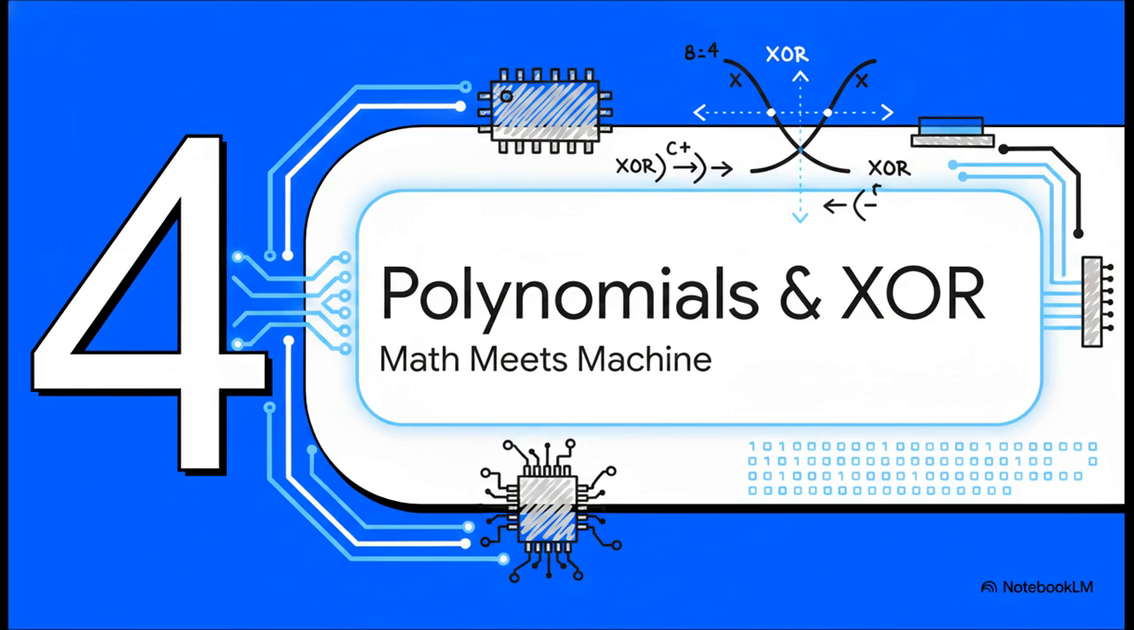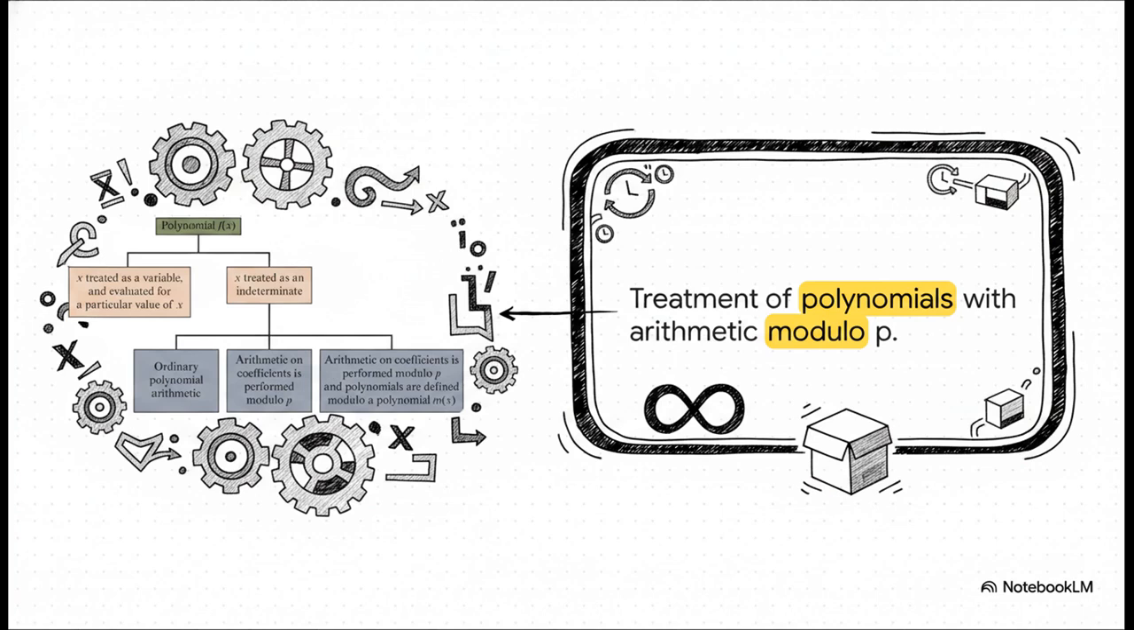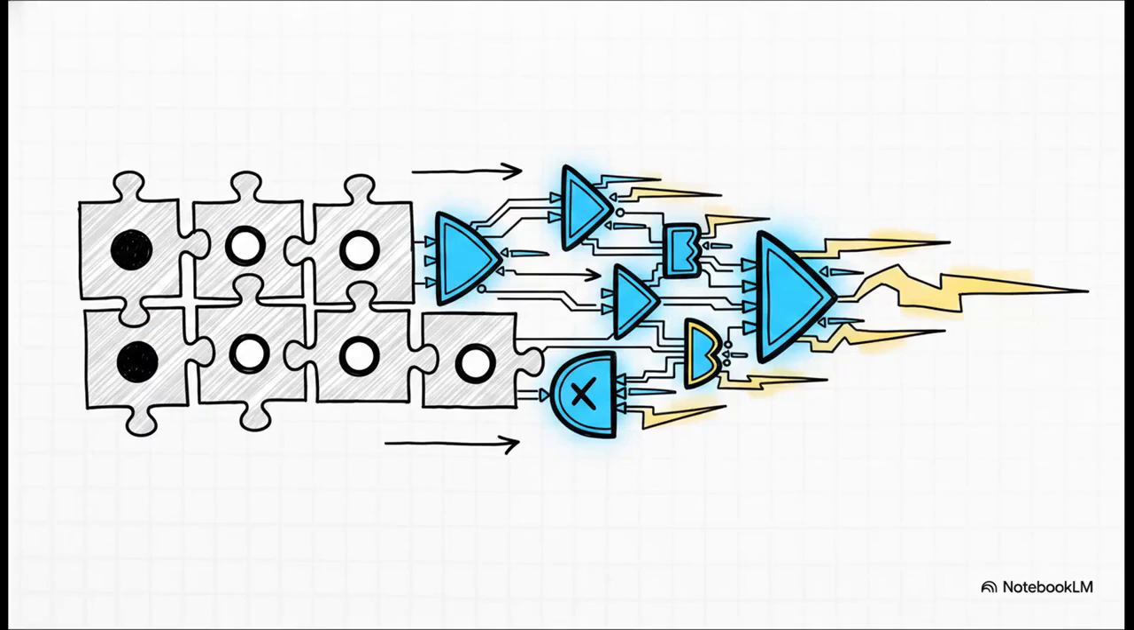Section 4. Polynomials and computer XOR. Math meets machine. To actually make this work in cryptography, we have to bridge a critical gap. We treat our digital data as polynomials, where the ones and zeros are the coefficients. But instead of just solving for x like you did in high school, we perform arithmetic modulo p. This specific treatment is what forces our results into a neat, finite box. We are doing polynomial math, for sure, but the coefficients are strictly bounded by that odometer rule we just talked about.